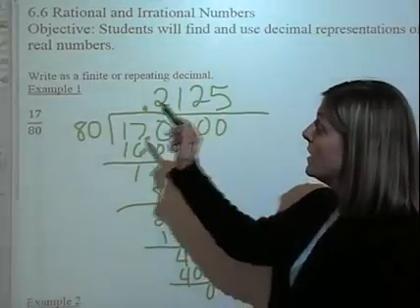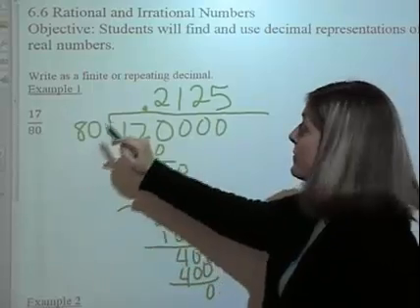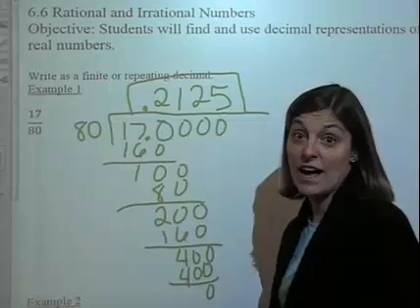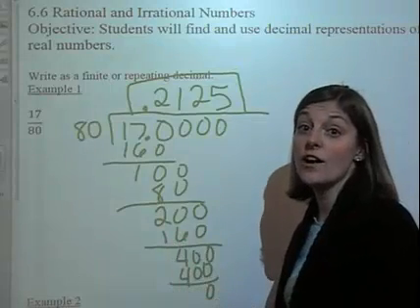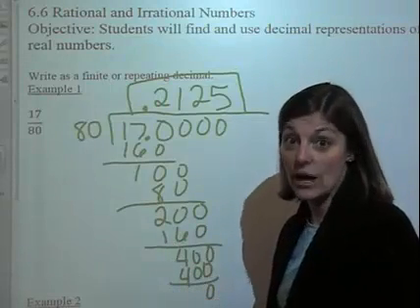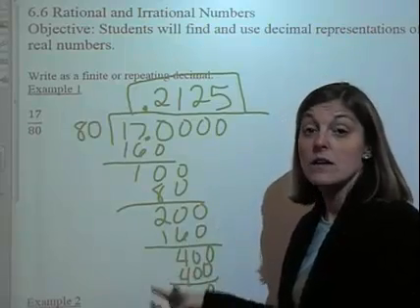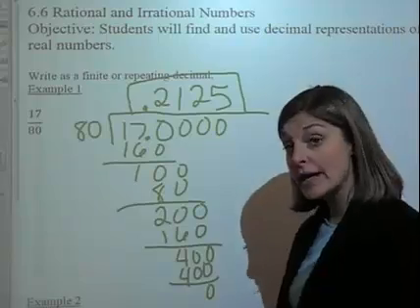So 17 over 80 is 0.2125, or 2,125 10,000ths. That is a finite decimal. Now we're going to look at one that is a repeating decimal.